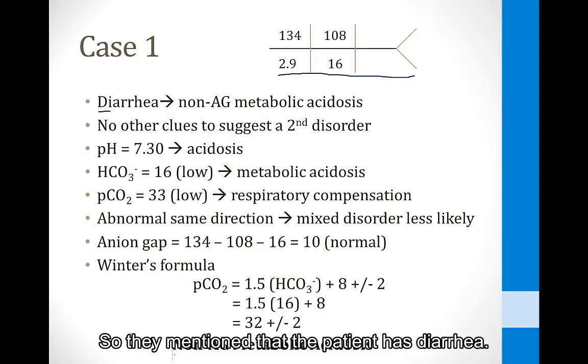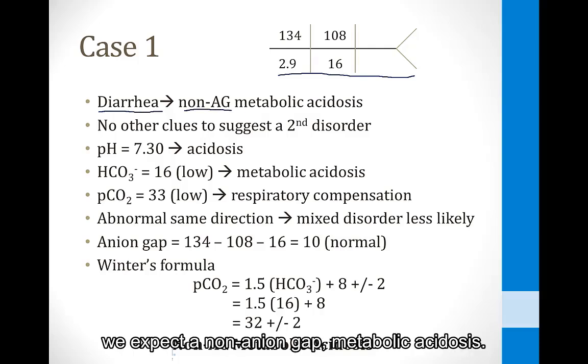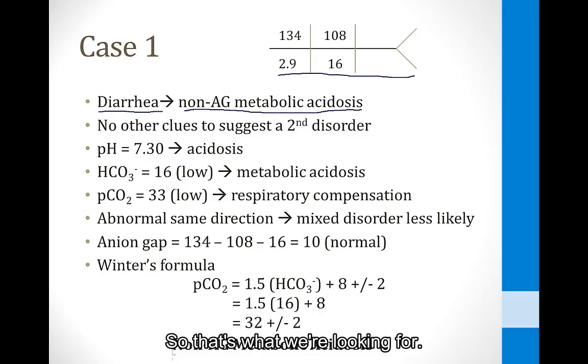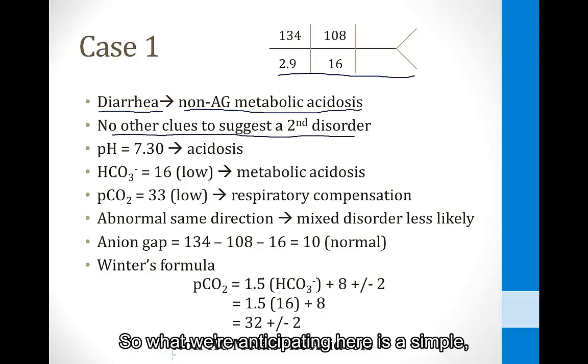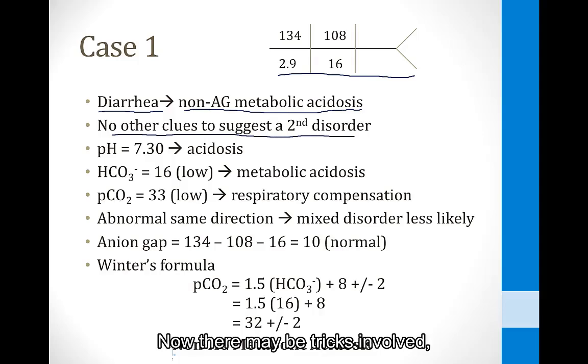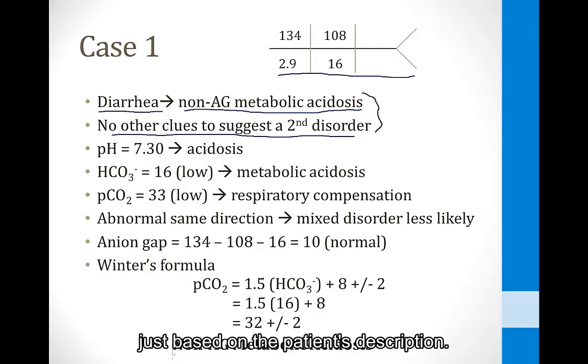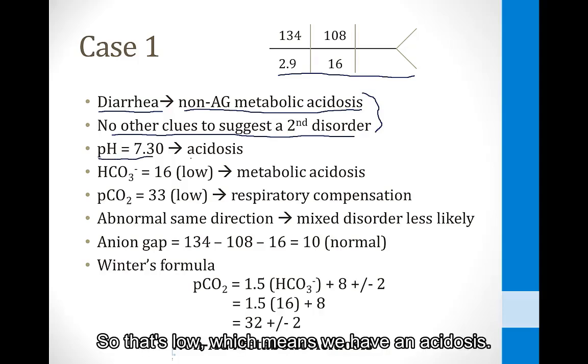They mentioned that the patient has diarrhea. Anyone who has diarrhea, we expect a non-anion gap metabolic acidosis. So that's what we're looking for. Also, there were no other clues to suggest a secondary disorder. So what we're anticipating here is a simple, straightforward non-anion gap metabolic acidosis. Now, there may be tricks involved, but it's important to know what you're looking for just based on the patient's description. pH is 7.3, so that's low, which means we have an acidosis.